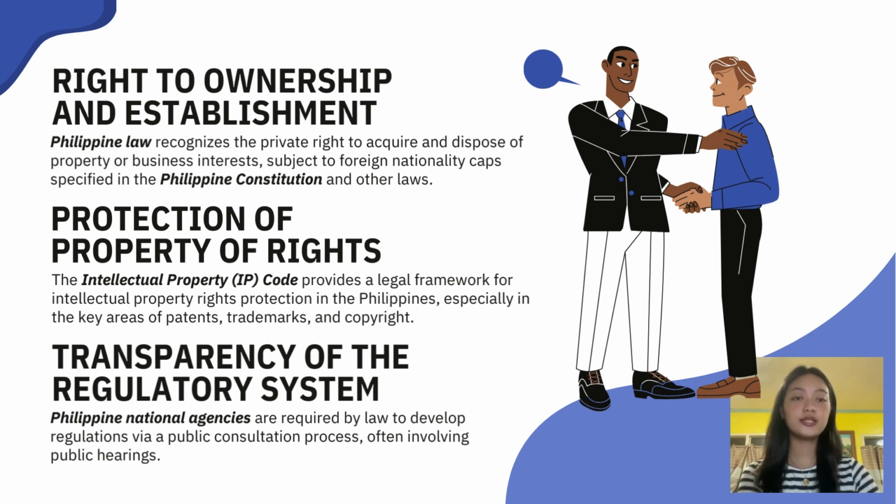Transparency of regulatory system. Philippine national agencies are required by law to develop regulations via a public consultation process, often involving public hearings. From the enforcement side, however, regulatory activity is frequently weak, inconsistent, and unpredictable. Regulatory agencies in the Philippines tend to be not legally independent, but rather affiliated to cabinet departments or the President's office, making them at risk of political pressure.